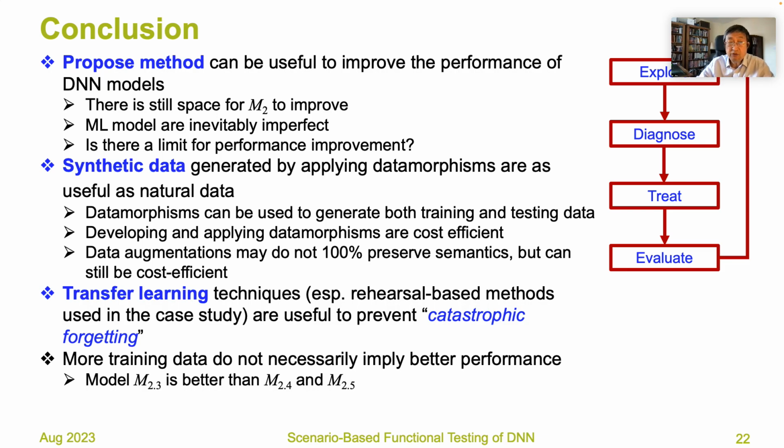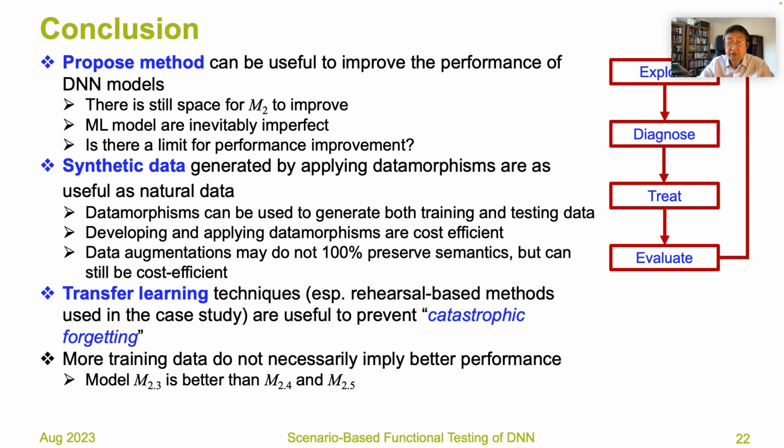The second observation we made here is that synthetic data generated by applying data morphisms are as useful as natural data. We use data morphism to generate both training and testing data. It can be very cost effective and efficient. Data augmentations may not be 100% semantics-preserving, but can still significantly reduce the cost.